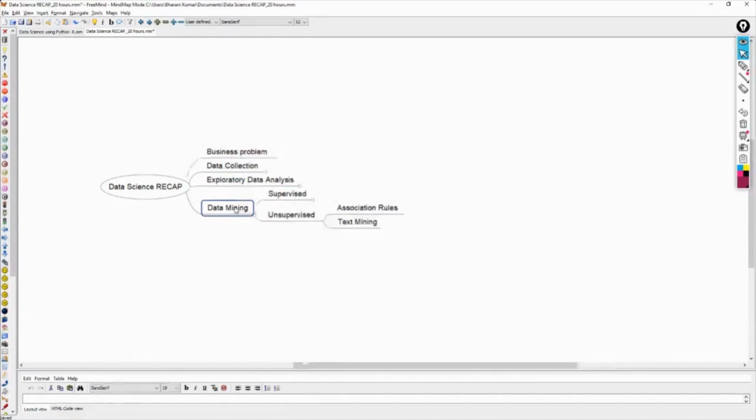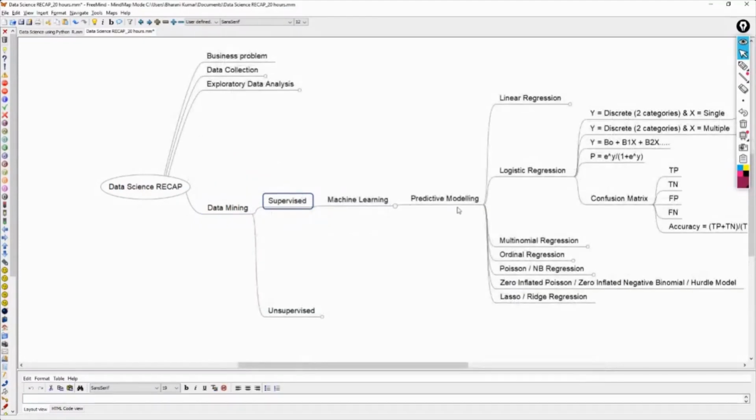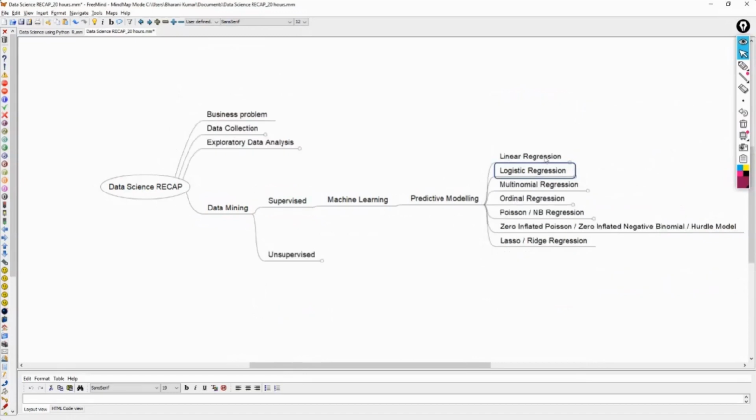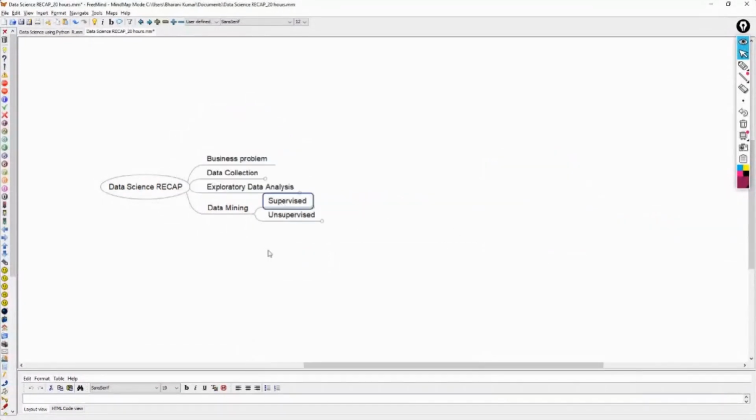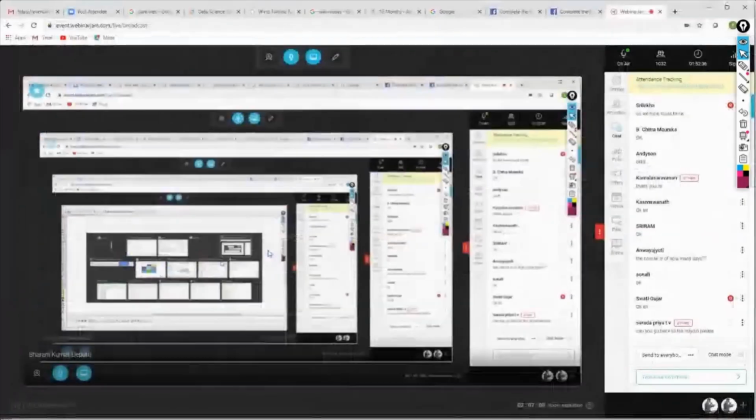So remember, you'll have business problem, data collection, exploratory data analysis, and data mining. Always these 4 steps are like this. And within data mining, you have 2 branches, supervised and unsupervised. Supervised is also called predictive modeling, in which we discussed 2 prime algorithms, linear and logistic. Linear, we use when the output variable is continuous. Logistic, we use when the output variable is discrete. There ends the story for the day.